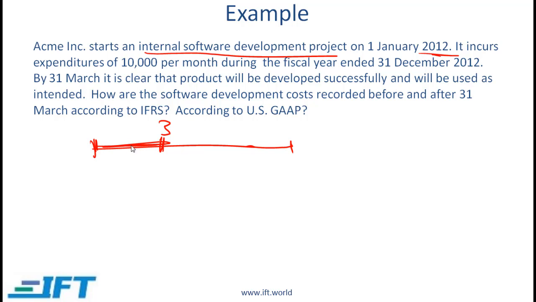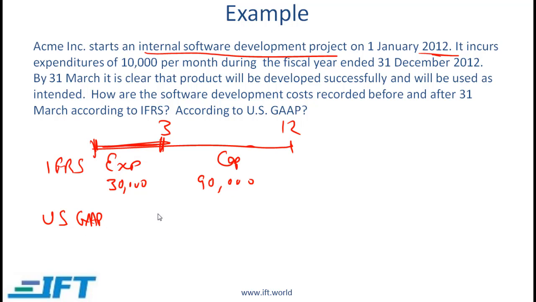So the cost incurred during this period is going to be expensed according to IFRS, and then from 3 to 12, this cost will be capitalized according to IFRS. The expense therefore would be 10,000 into 3, which is 30,000, and the amount capitalized would be 10,000 into 9, which would be 90,000. What US GAAP says is that the entire cost for the year needs to be capitalized. So we have 10,000 over a 12-month period, so 120,000 is capitalized.